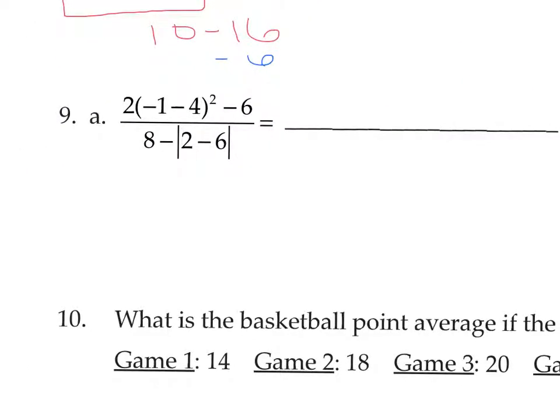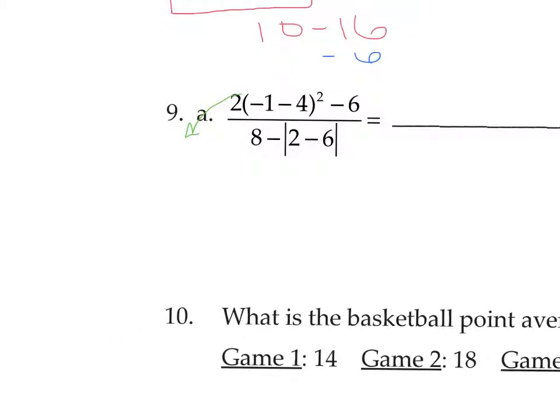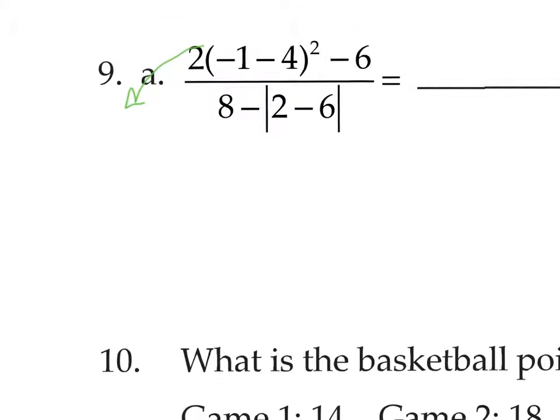On number 9, we have the fraction bar acting as a grouping symbol. So we need to simplify the numerator, simplify the denominator separately, and then do the division that the fraction bar is indicating. So we're going to bring the numerator down here where there's some white space. We have 2 times negative 1 minus 4 squared minus 6, and this is the numerator.